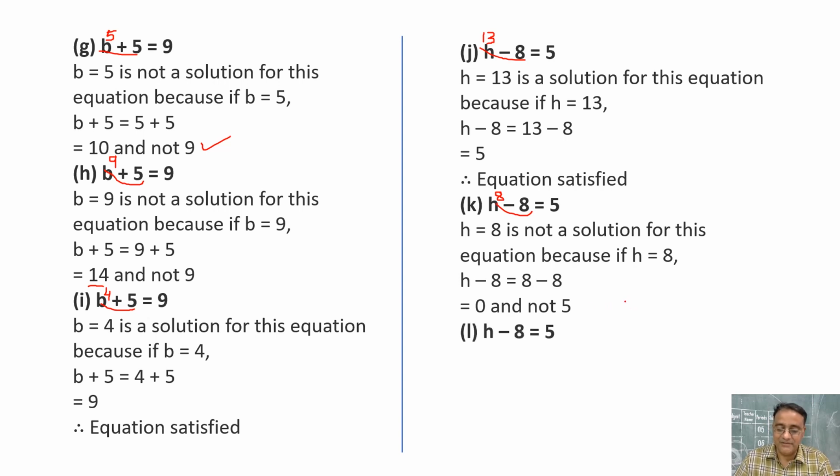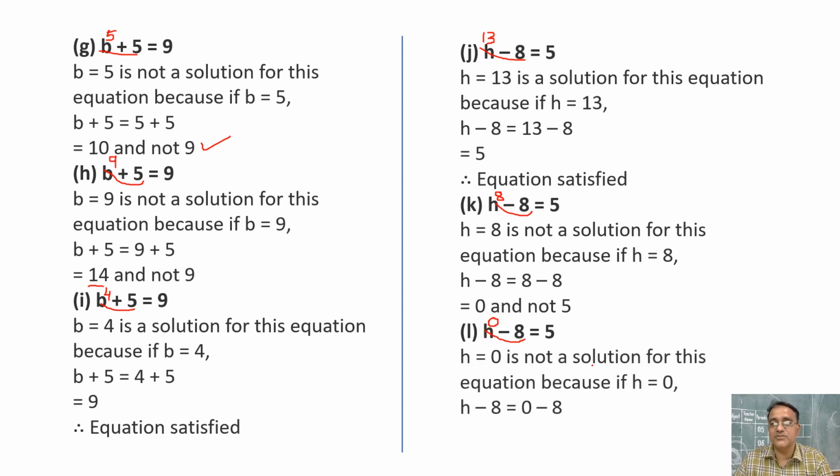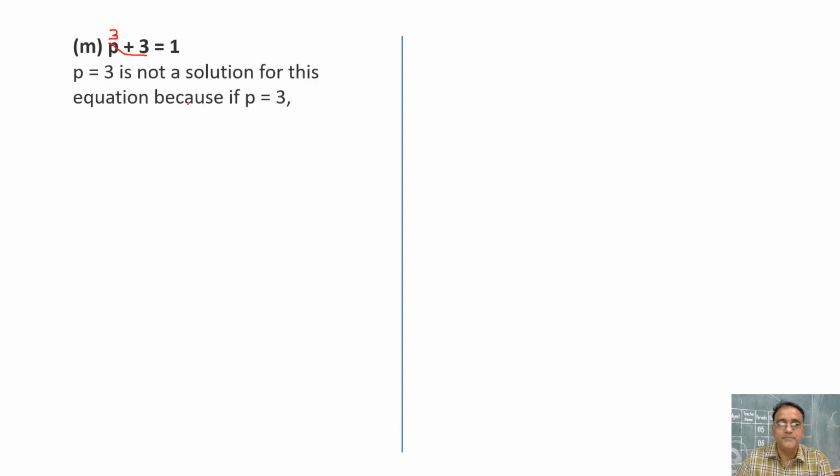Next one, the value of h is given as 0. 0 minus 8 is minus 8. So which is not equal to 5. So therefore h = 0 is not a solution for this equation. Next question, p + 3 = 4 and the value of p is given as 3. So what is 3 plus 3? 6. 3 plus 3 is 6. We are not getting 4. So therefore p = 3 is not a solution for this equation, because if we substitute p = 3, we are getting 6, not 4.